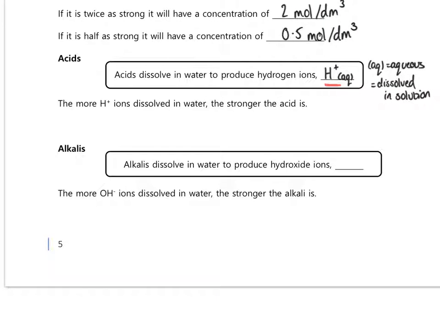Alkalis, on the other hand, dissolve in water to produce hydroxide ions. If you look in the back of your periodic table, you'll see that hydroxide is OH-, and again we use the state symbol of AQ because these are dissolved in water. And similarly to acids, the more hydroxide ions there are in a solution, the stronger the alkali is, the more concentrated the alkali is.